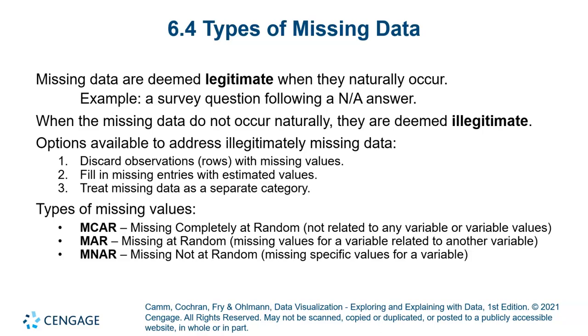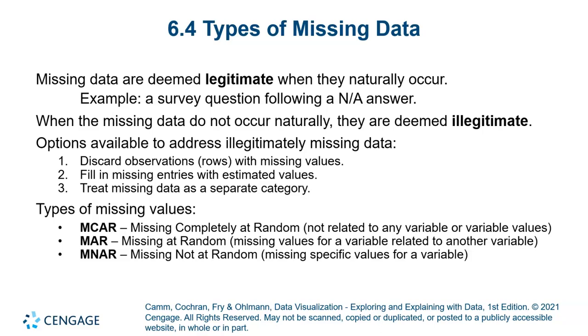Missing data: we have three kinds of missing data, called MCAR, MAR, and MNAR. MCAR is missing completely at random; there is no relationship with other variables. MAR is missing at random; yes, there is a relationship. And MNAR is missing not at random, meaning specific values for the variable are missing. So there are three kinds.